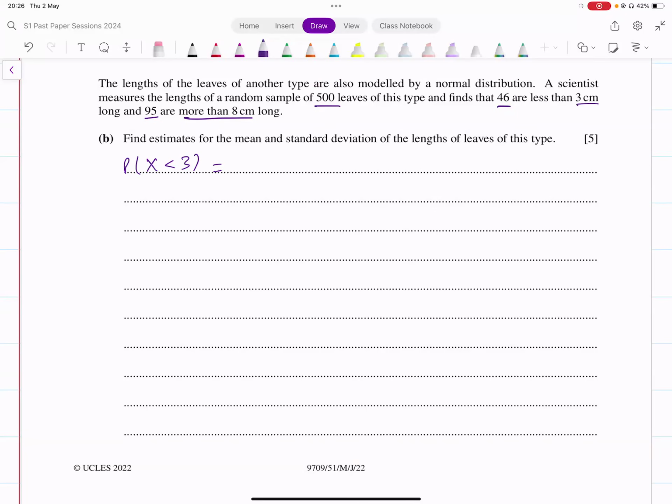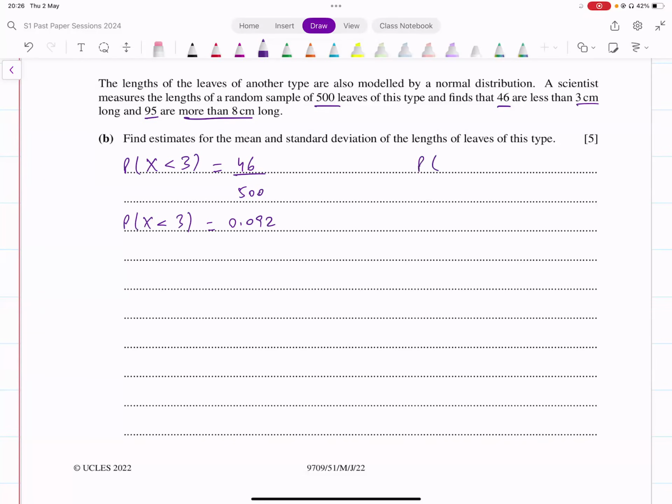The relative frequency concept that we've done in O-levels as well. Probability can also be thought of as relative frequency. So 46 are the favorable outcomes divided by the total number of outcomes, 500. We say the probability of x being less than 3 is equal to this. 46/500, you can see what that is. That's 0.092.